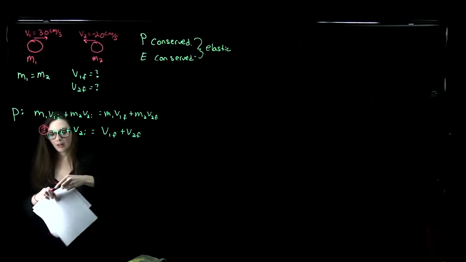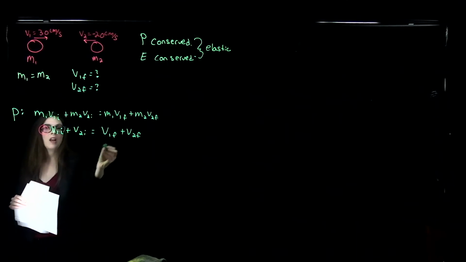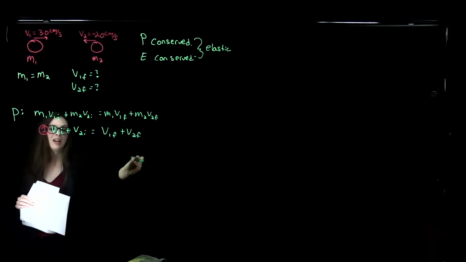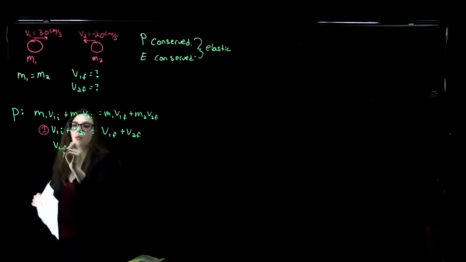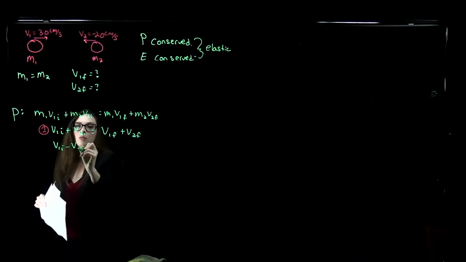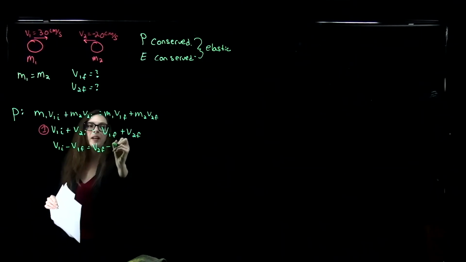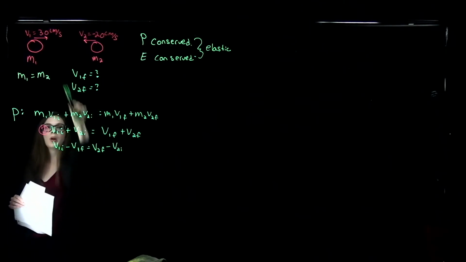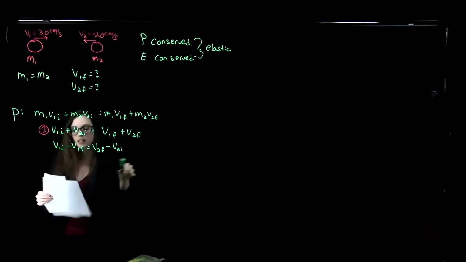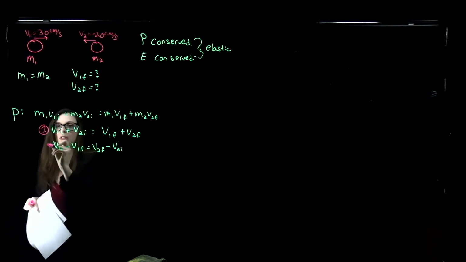Okay, and for a reason you'll see here in a minute, I'm going to solve this so that I've got all the terms for mass 1 on one side, and all the terms for mass 2 on the other side. So I'm going to say V1 initial minus V1 final equals V2 final minus V2 initial. So I just moved all the quantities going with mass 1 to the left, all the quantities going with mass 2 to the right. And I'm going to call this equation 2.